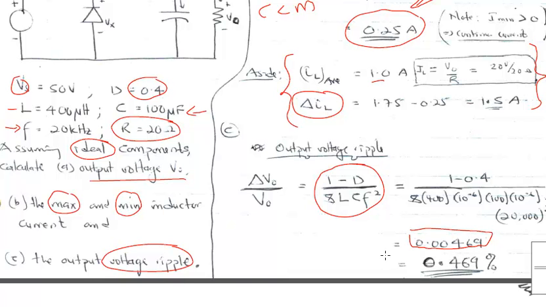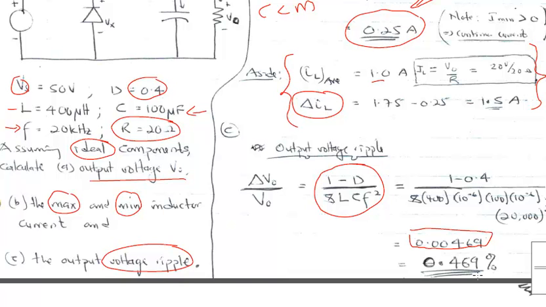So the voltage ripple as a percentage of the actual average voltage across the load is basically less than 0.5%, which is a very, very small quantity. So this is basically a quick snapshot of an example of the buck converter.